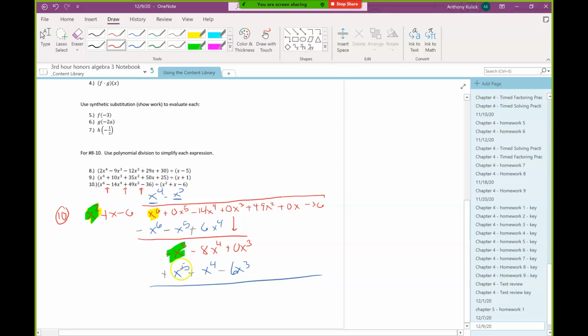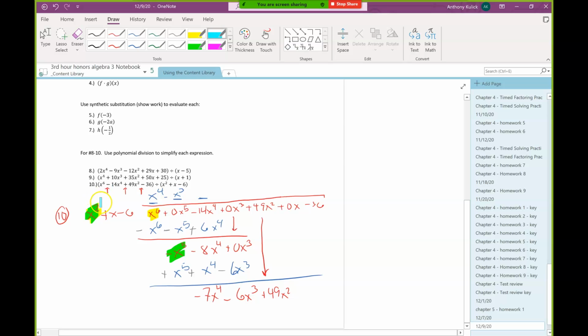So negative x to the fifth plus x to the fifth is 0. Negative 8x to the fourth plus 1x to the fourth is negative 7x to the fourth. I don't know why I said 8 there. You knew what I meant, though. And then 0 minus 6x to the third is negative 6x to the third. And then we'll bring the next piece down, and we'll go back to the top.